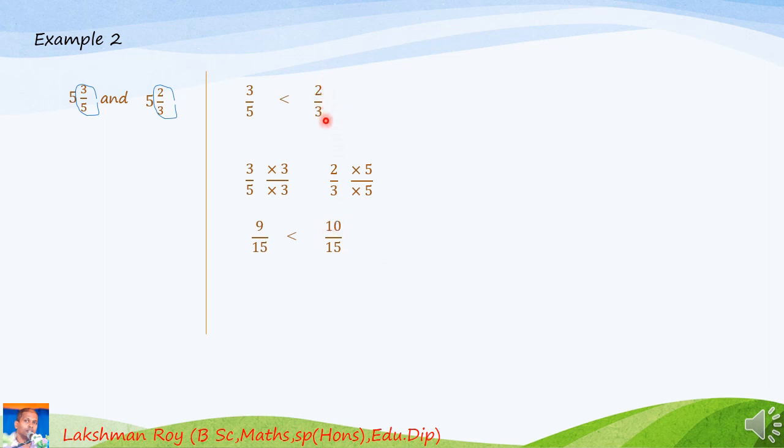Now we found this fraction is big. That means if you go to the mixed numbers, 5 and 3 fifths and 5 and 2 thirds, this fraction is bigger. That means the mixed number with the 2 thirds fractional part is the bigger mixed number.